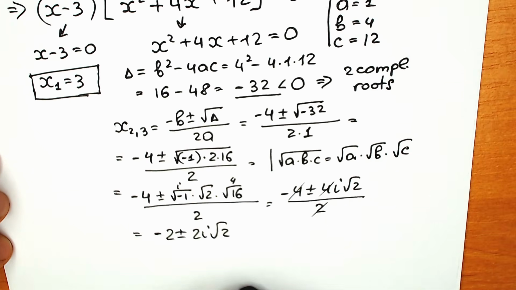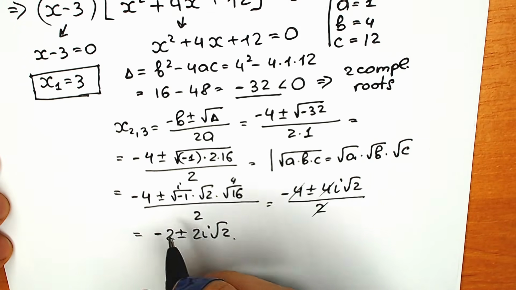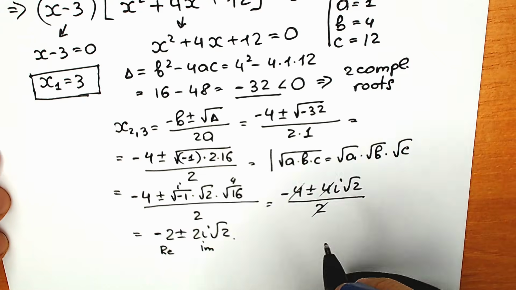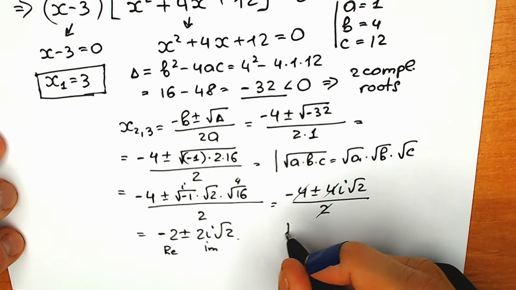Okay, really great. So right now, let's write our final answer. These are our complex roots. This is our real part, this is our imaginary part with this unit i. Okay, so right now let's write our final answer to this question.